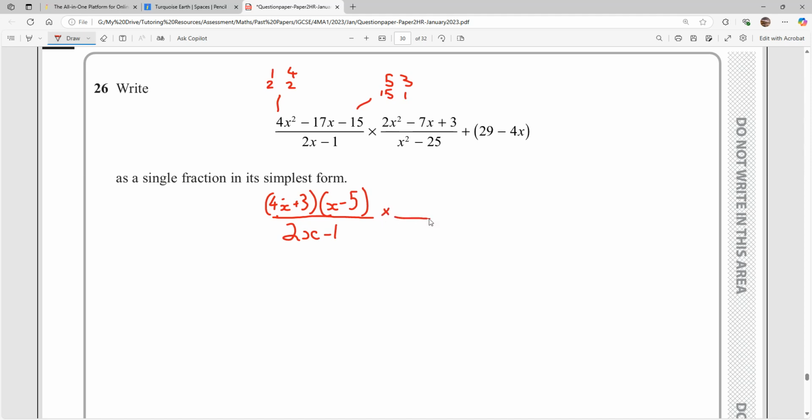And then if we factorize the next bit, the denominator is probably the easiest bit, x squared minus 25. That is a difference of two squares. So that is going to be x plus 5 and x minus 5. And again, if we look already, we can see some bits are going to cancel out.